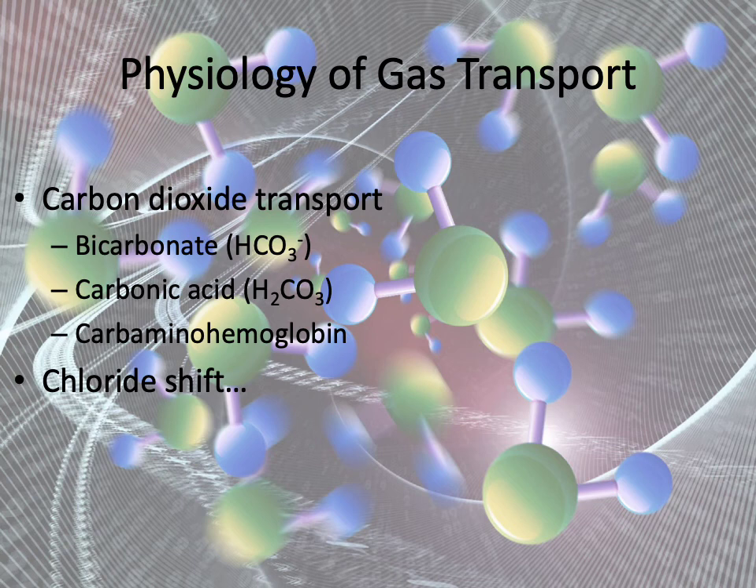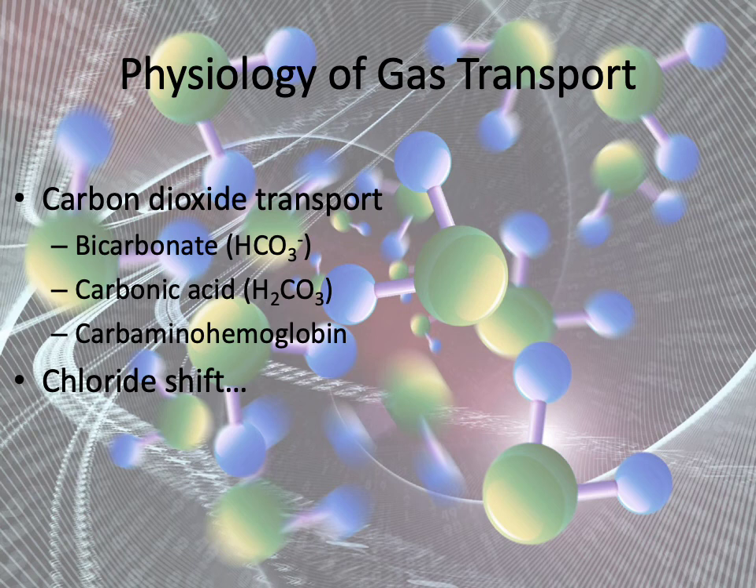There's really three primary forms that carbon dioxide can be transported as. We have bicarbonate ions, which is the number one most common form of CO2 transport. Then we have carbonic acid, which is only 1/20th of how much bicarb is being transported. And lastly, we have carbaminohemoglobin, when CO2 binds directly with hemoglobin. This is the least common way in which CO2 is transported.